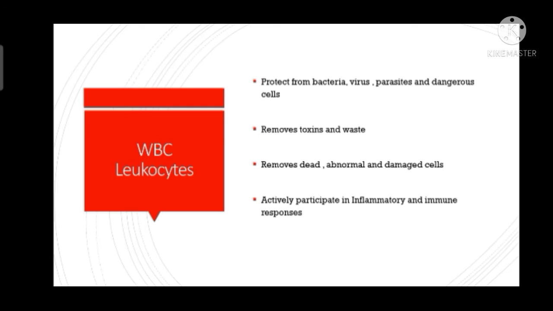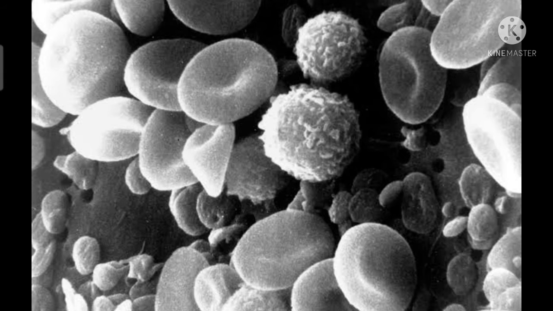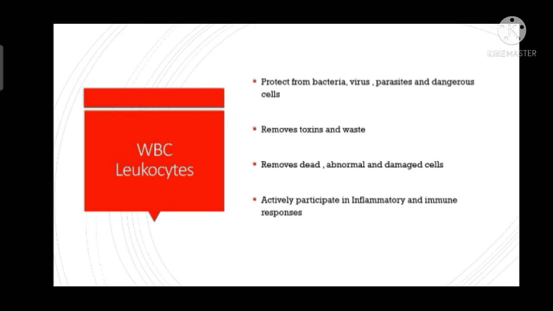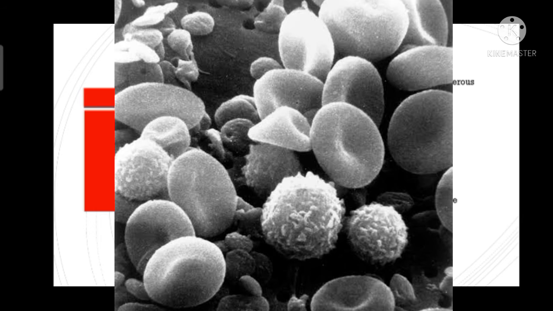So these WBCs will act on the damaged cells and repair those damaged cells. So this is the active role they play. And the last point, they actively participate in inflammatory and immune responses. Inflammatory and immune responses क्या है? तो ये वो रेस्पॉन्सेस है जो आपका इम्यून सिस्टम को तुरंत ही बढ़ा देता है.